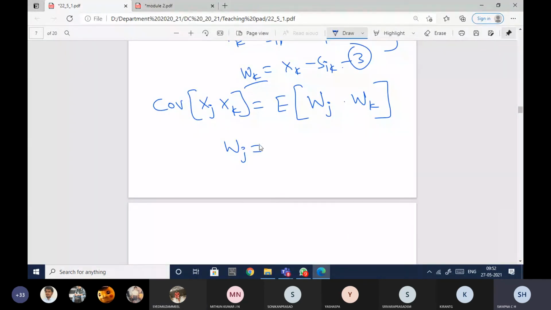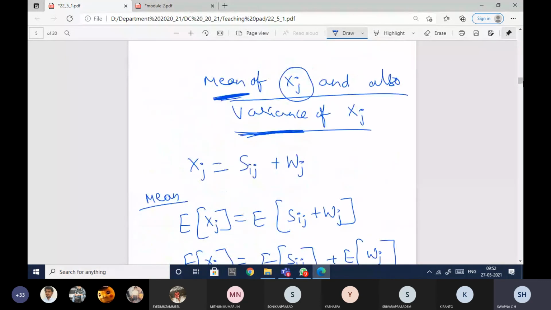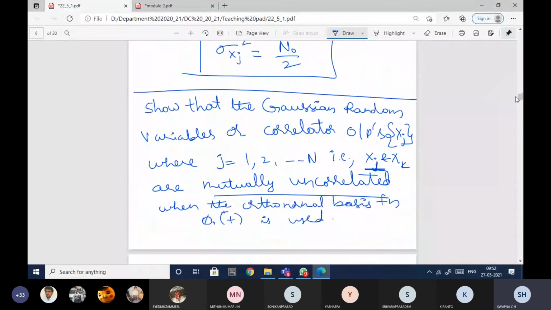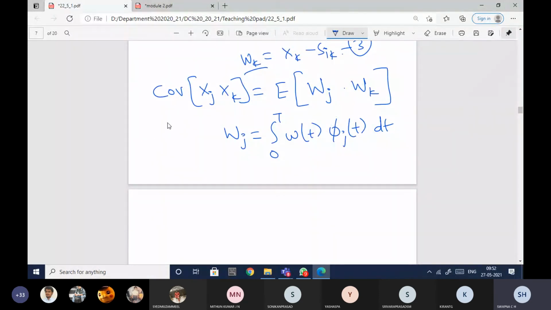Wj is nothing but integral 0 to t W of t into phi j of t dt. The same equation I've taken, so instead of what I have written as Wj, it is the same equation rewritten here. All this I'm doing only to show that they are mutually unrelated. So Wj is equal to integral 0 to t W of t phi j of t dt.